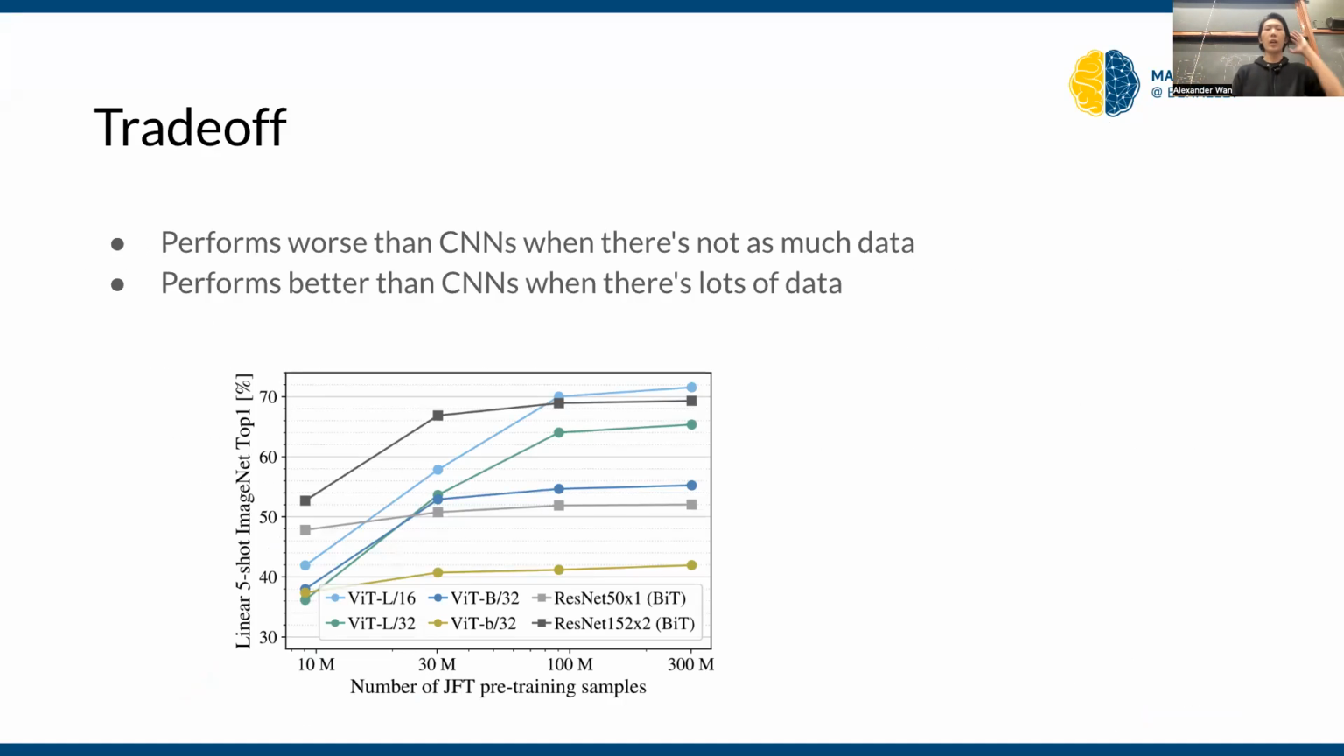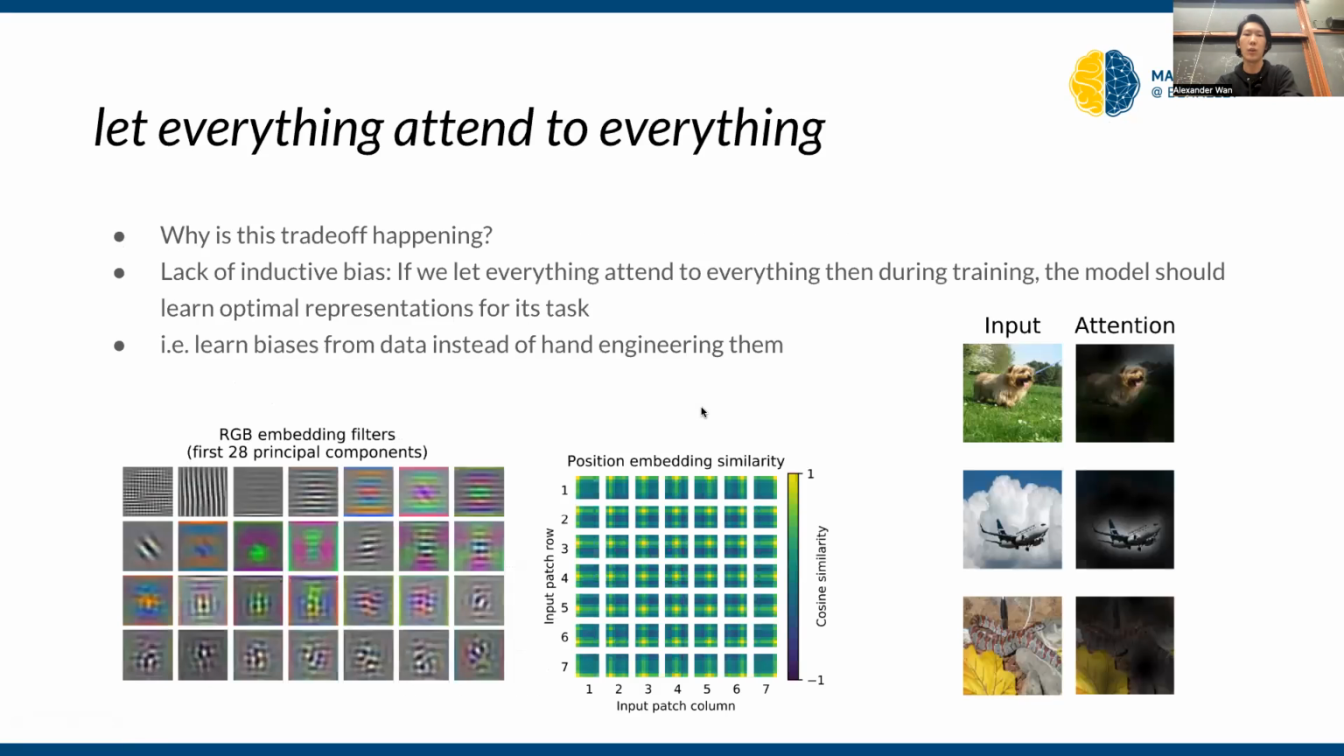If you look at this graph, the x-axis is the number of pre-training samples. The y-axis is the accuracy. The gray is CNNs, which are just ResNets, and the blue, green, and other colors are ViTs. In the beginning, when there's not much data, ResNets perform better. At the end, when there's a lot of data, ResNets perform worse. So why is this trade-off happening with ViTs?